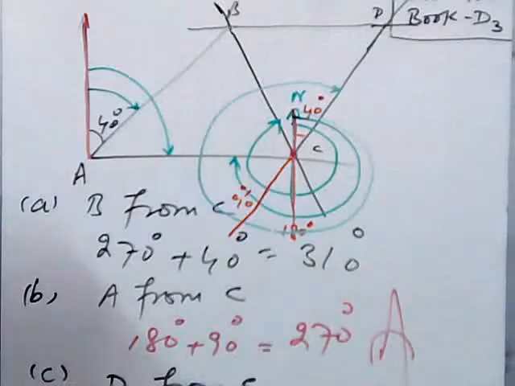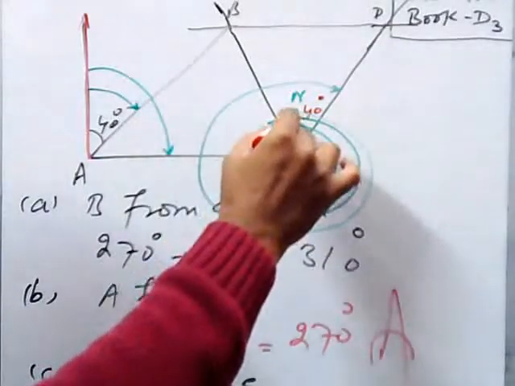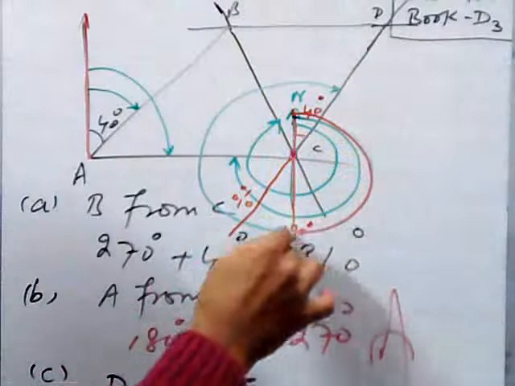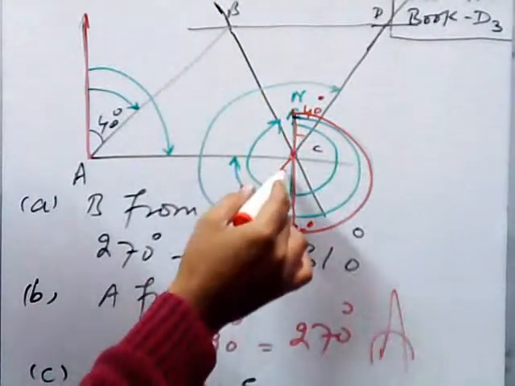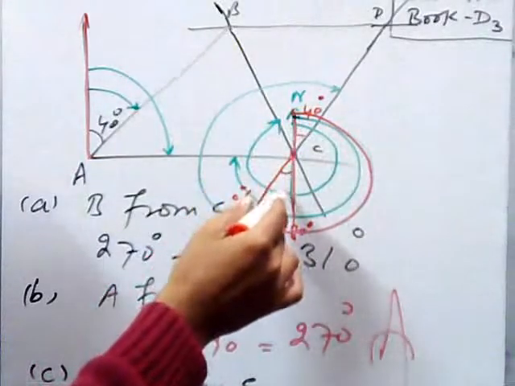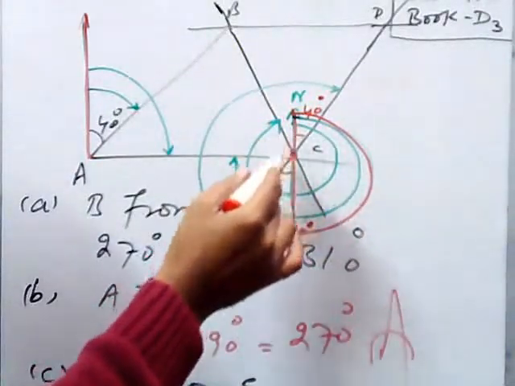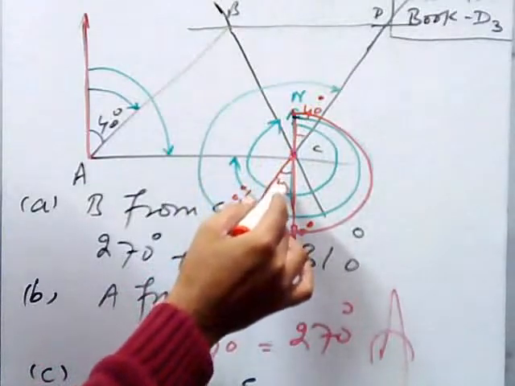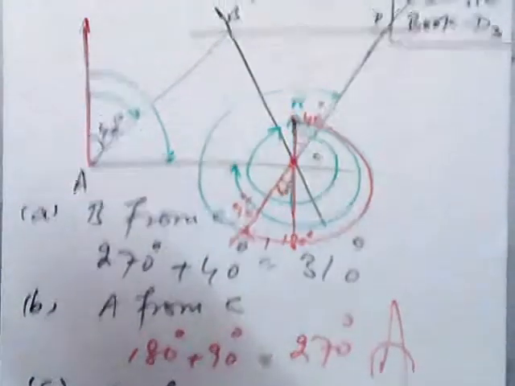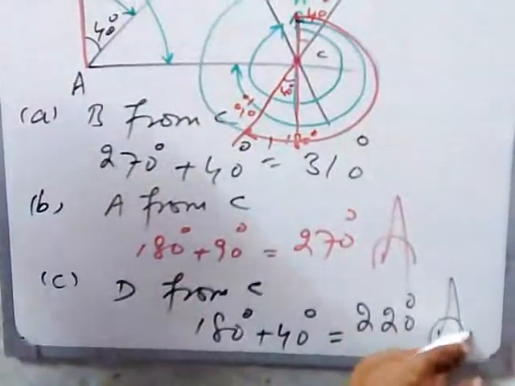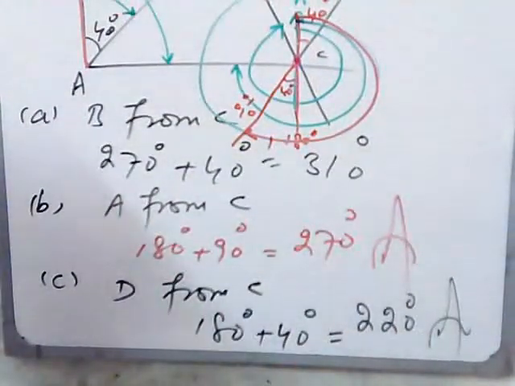Now you have to draw up to this, that is 180 plus how much? This one is the corresponding vertical angle. The vertical angle is also 40 degrees, so your result is 180 plus 40 degrees, you will get 220 degrees. So that is your result. We have completed question number 4.